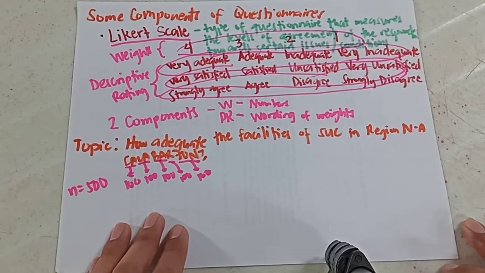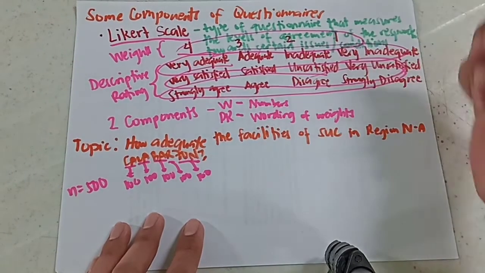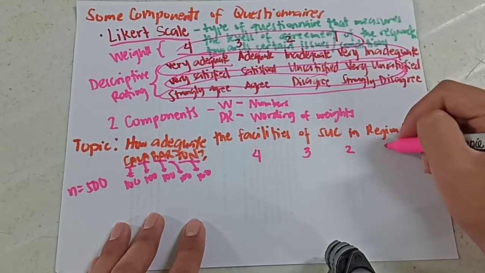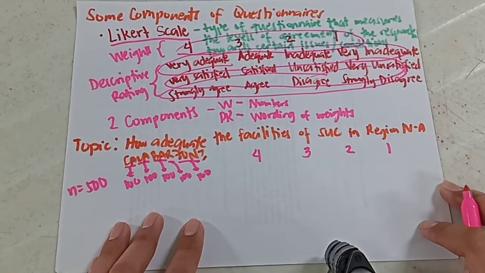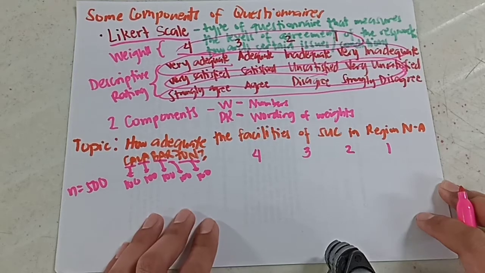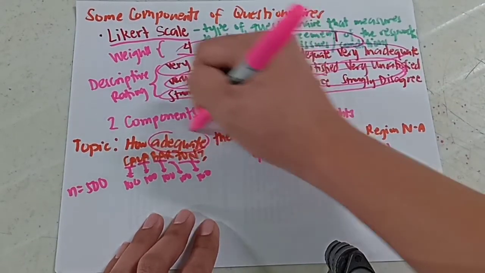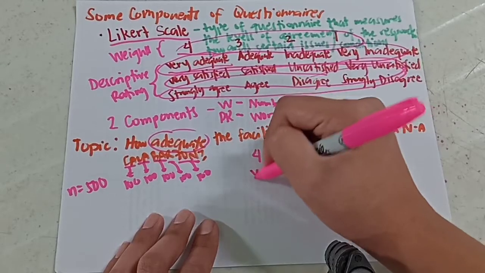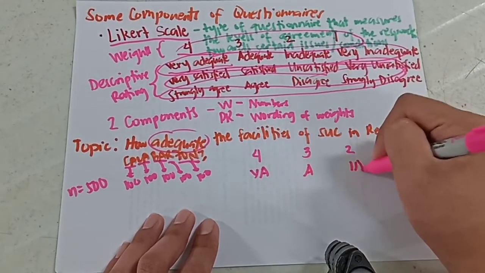Now, since we are concerned with how adequate the facilities of SUC in Region 4A Calabarzon are, we can use the Likert scale because it measures the level of agreement. And the level of agreement can be in the form of agreement, satisfaction, adequacy, etc. Let us first have the numbers: 4, 3, 2, and 1, with 4 being the highest and 1 being the lowest. Since we are talking about adequacy, we will use the first descriptive rating: very adequate, adequate, inadequate, very inadequate.